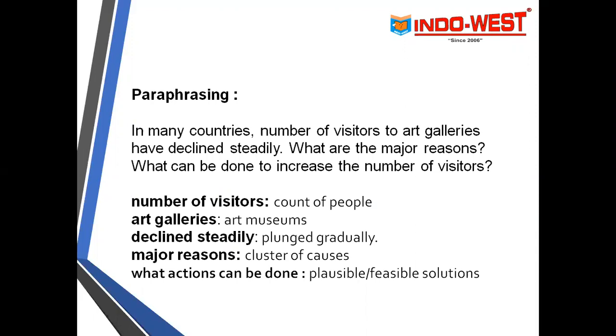Next, we should do paraphrasing of the question. For that, we need to paraphrase some words and sentences of the question by writing certain synonyms, like this. Number of visitors can be replaced by writing count of people. Art galleries can be written as art museums. Decline steadily can be written as plunged gradually, and major reasons can be replaced by writing cluster of causes. What can be done can be replaced by writing plausible or feasible solutions.